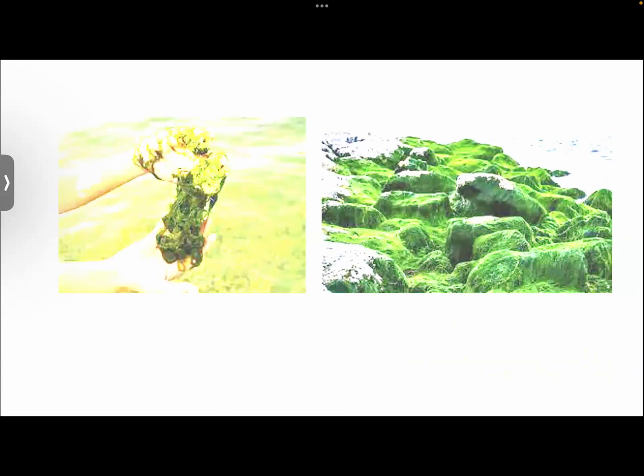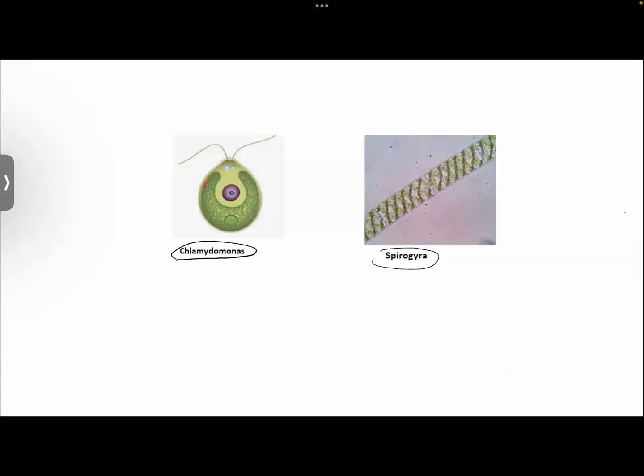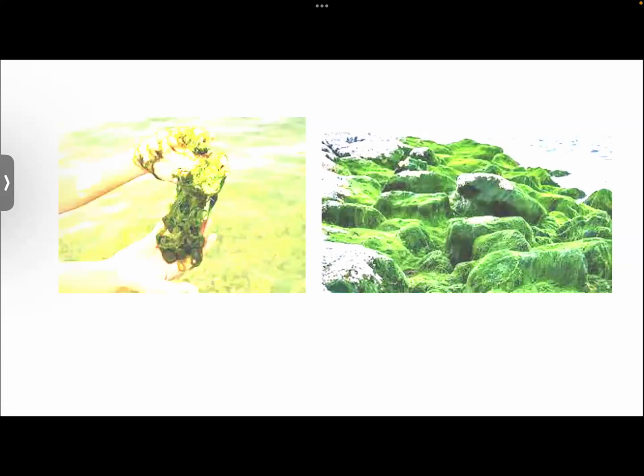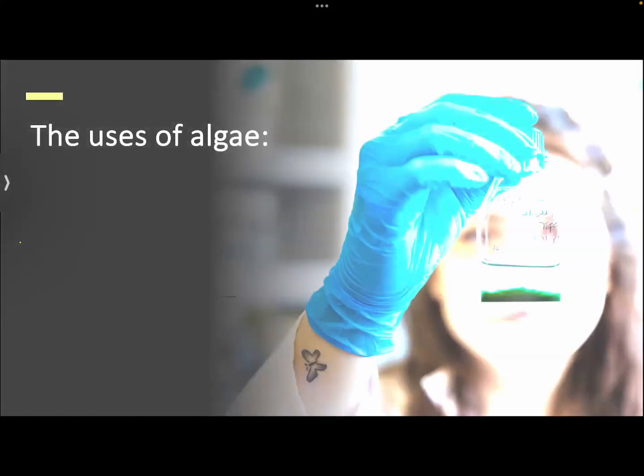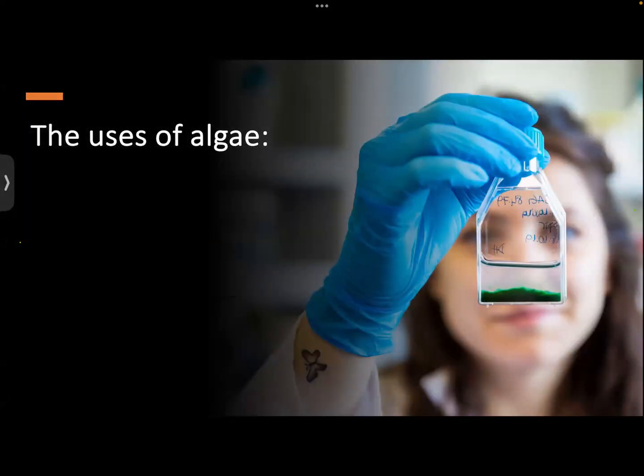If you look at them from a distance, it would appear as if there are some grasses growing on the water body. We had several examples of algae in this group, like Chlamydomonas and Spirogyra. They are examples of some of the common algae. Then there are different uses of algae. This is the topic which we are about to discuss, right?